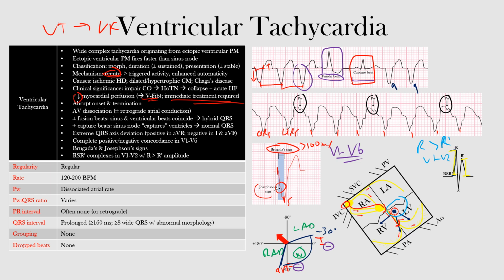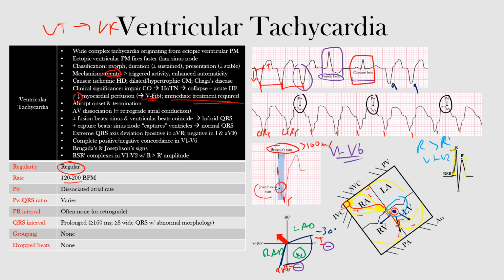We mentioned complete positive or negative concordance in the precordial leads can point us towards this. Brugada's and Josephson sign, RS-R prime complexes in the right precordial leads, V1 and V2, in which the initial R wave is greater than the R prime wave's amplitude. Now, in terms of regularity, this is a regular rhythm, okay? The beats are happening at the same intervals. So that's what we have going on.